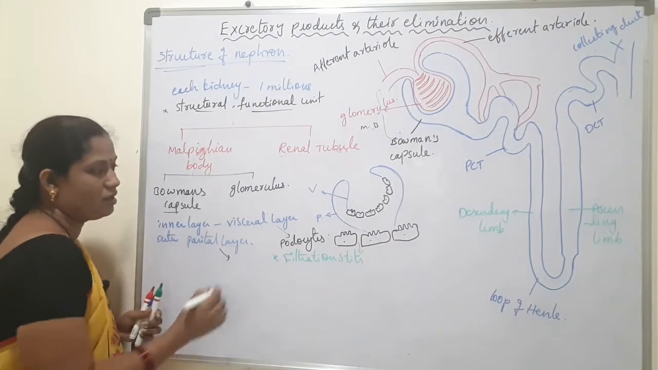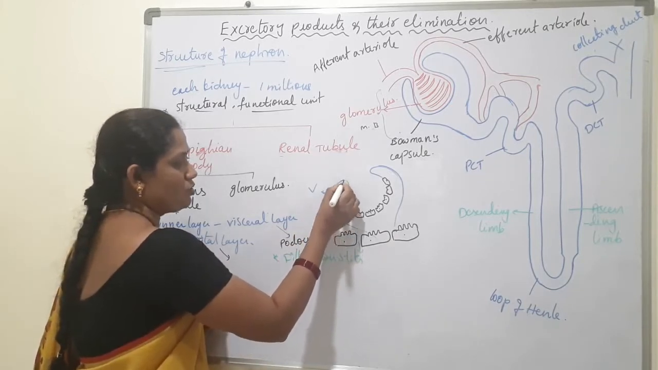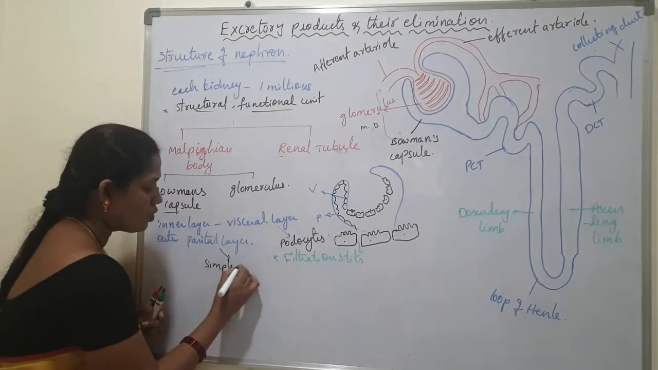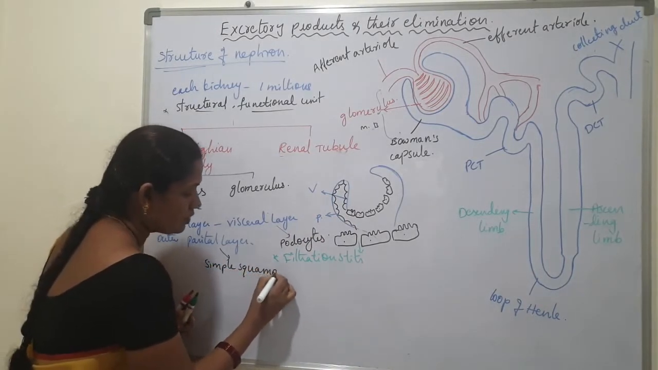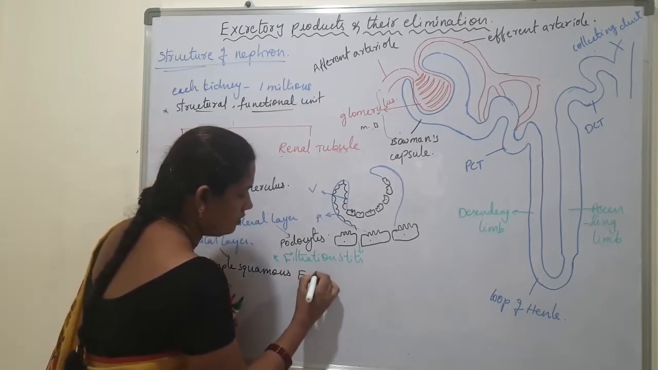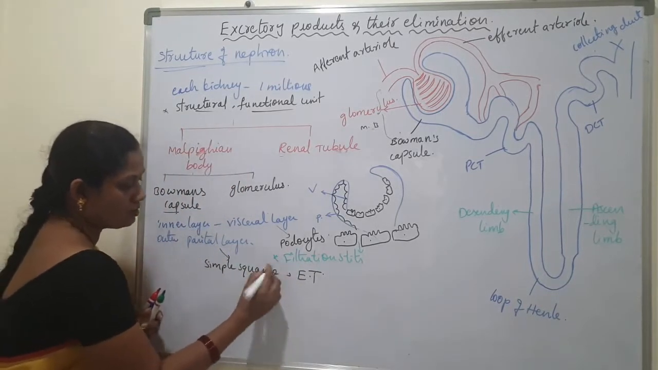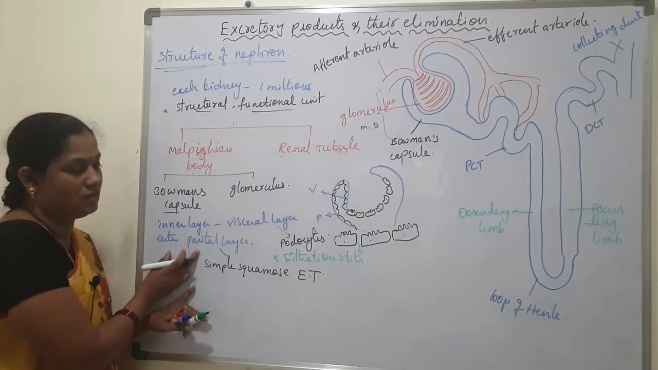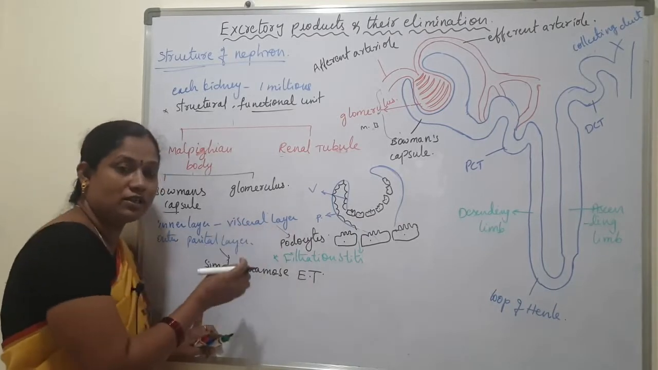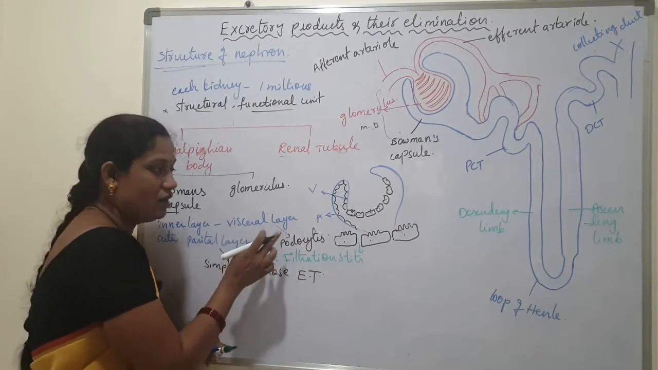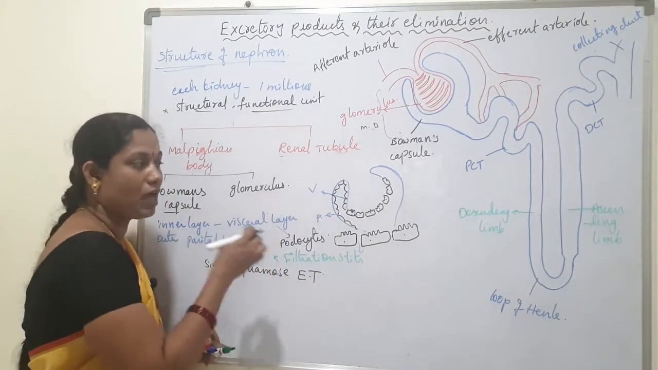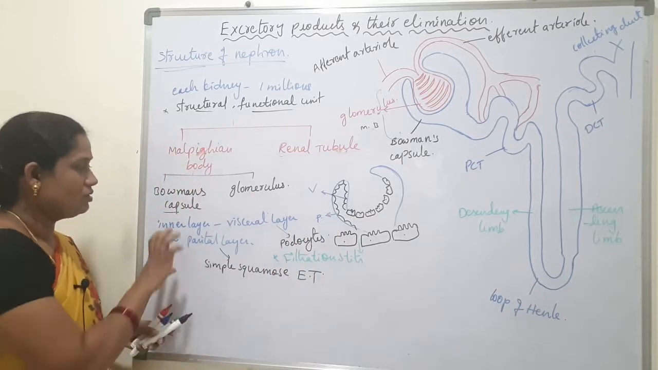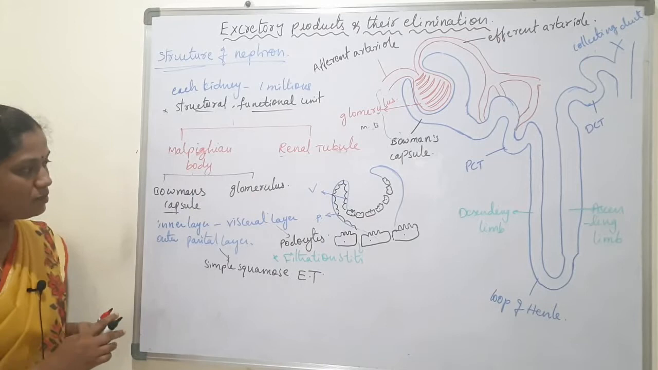Next, the parietal layer. The parietal layer is made up of simple squamous epithelial tissue. But the visceral layer has a special type of cells called podocytes, which have some gaps called filtration slits. So this is about Bowman's capsule.